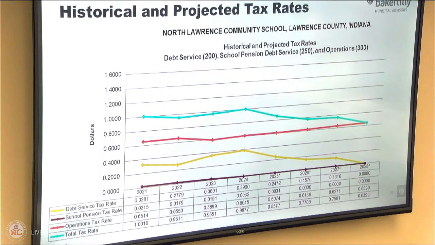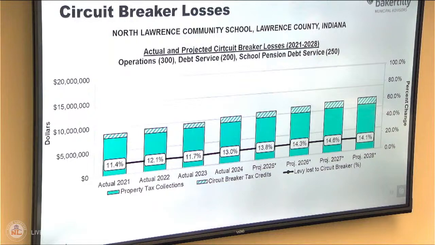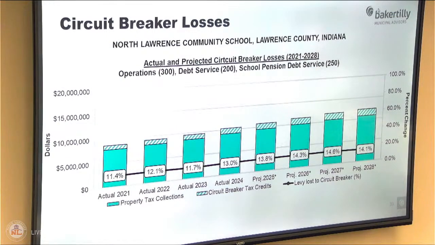And if you can move to the next, is circuit breaker impact. And so this is looking cumulatively at all of your circuit breaker losses. And so the lion's share of losses typically fall within that 1%, 2%, 3% cap number. But we do have some circuit breaker for the 65 and older that can also hit your debt fund or your pension fund. So cumulatively, projecting you at that 13% and kind of continuing to tick up a little bit as you go.